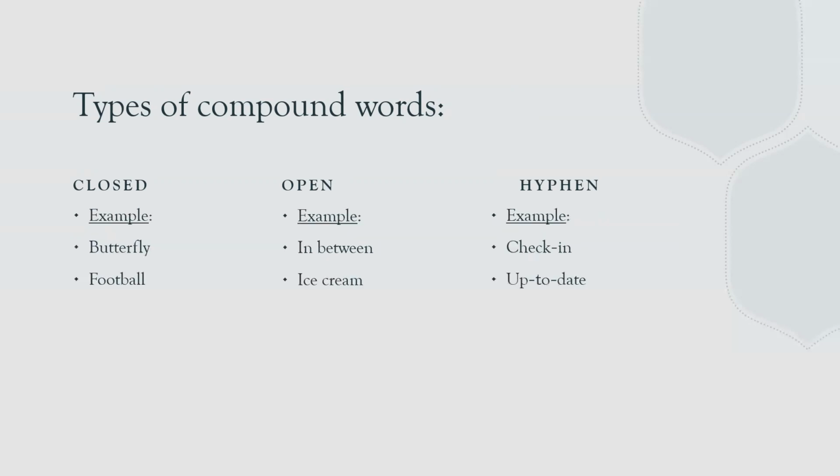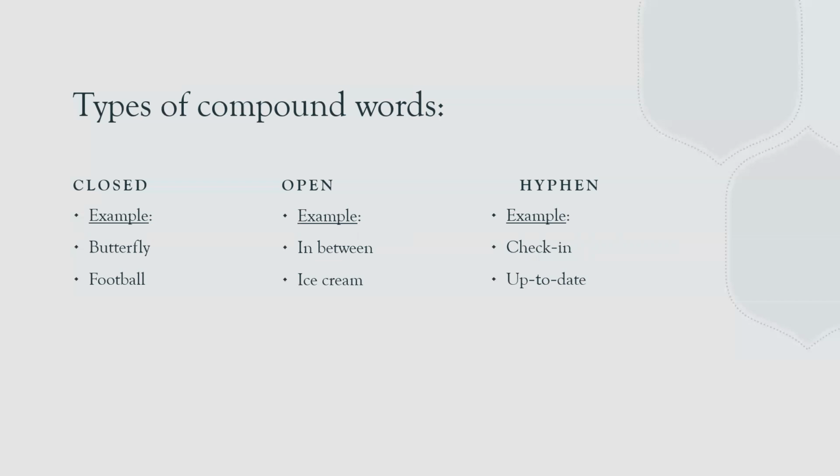So let's look at some examples. With the closed, we have butterfly or football. You'll notice that there are two words, butter and fly, or foot and ball, but they're written together. Open compound words, an example is in between or ice cream. Ice and cream are individual words, but when put together, they create a new thing, which is ice cream, a delicious dessert. You can also have compound words with hyphens in them, such as check-in or up-to-date.